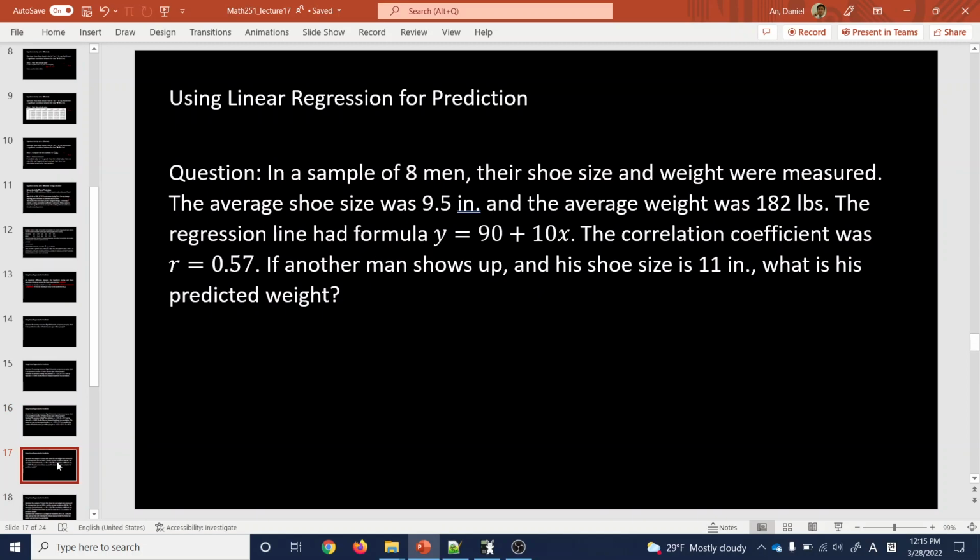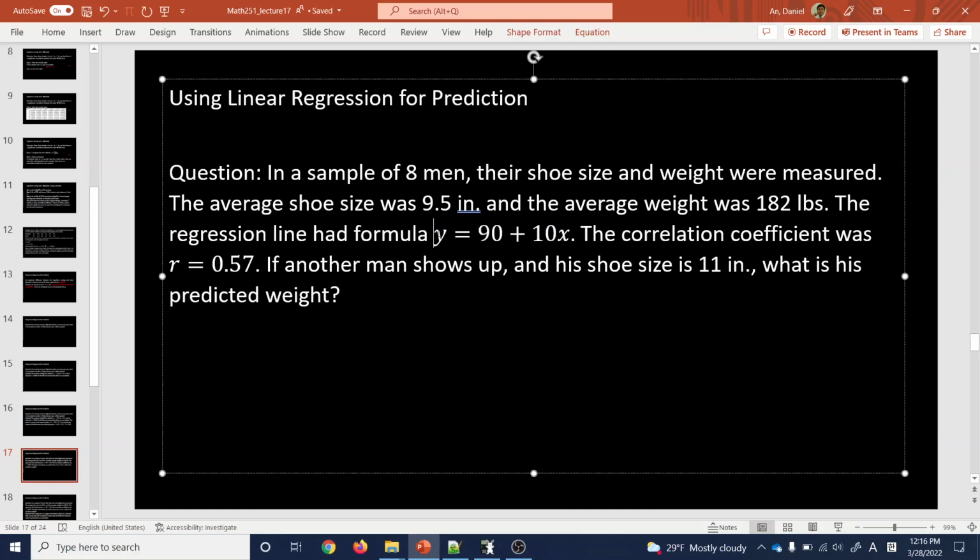Now here's a second question. In a sample of 8 men, their shoe size and weight were measured. The average shoe size was 9.5 inches and the average weight was 182 pounds. The regression line had formula y equals 90 plus 10x. The correlation coefficient was r equal to 0.57. If another man shows up and his shoe size is 11 inches, what is his predicted weight? Okay. Now, if this linear regression was valid, how would you predict?